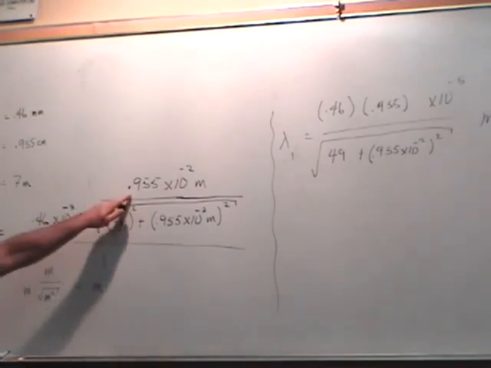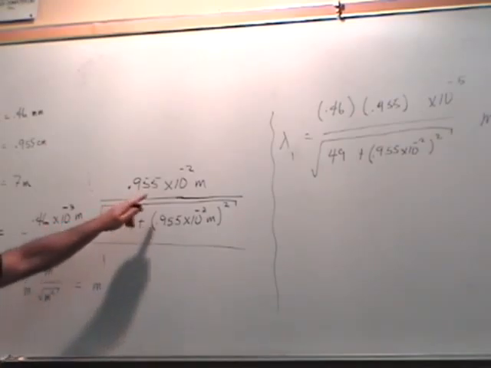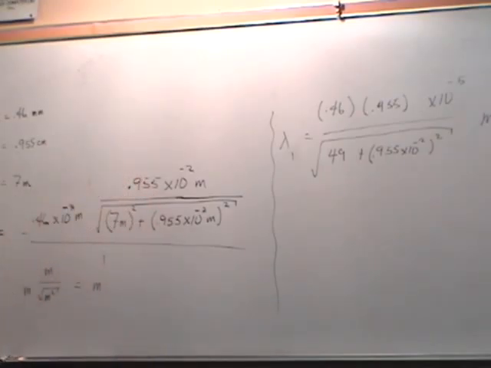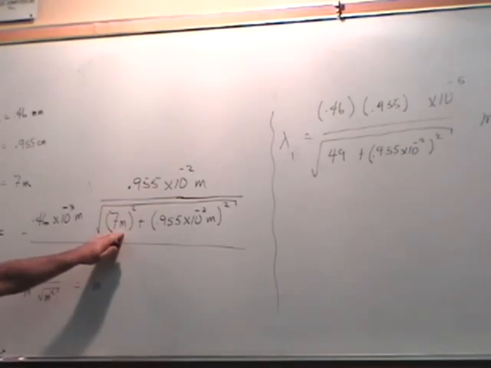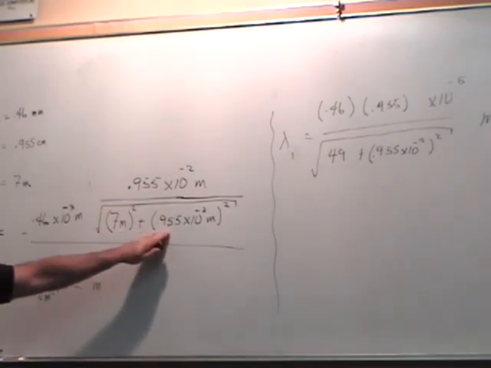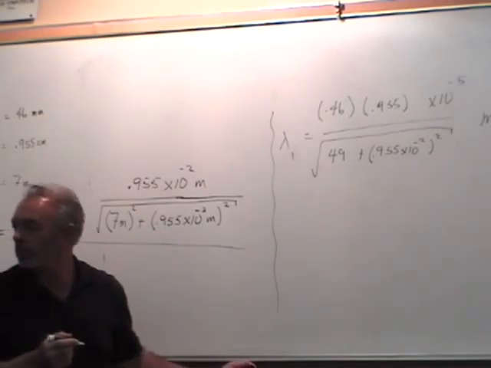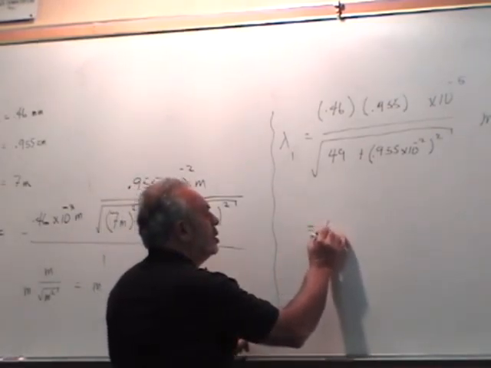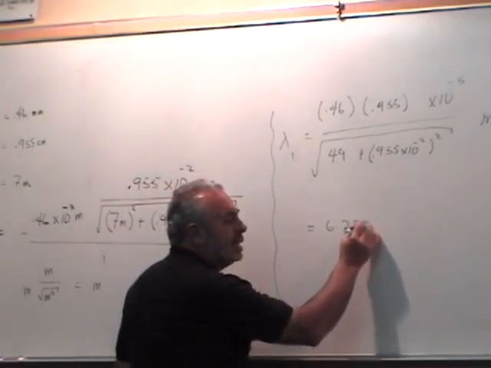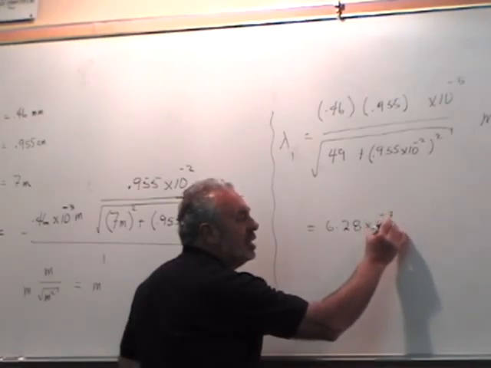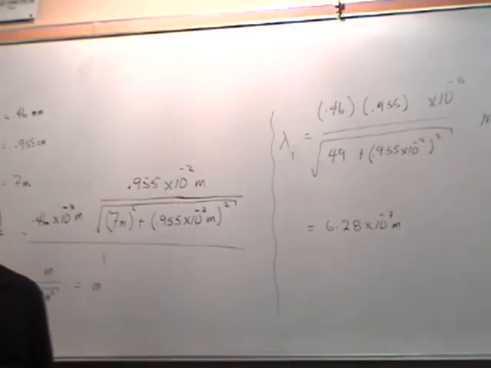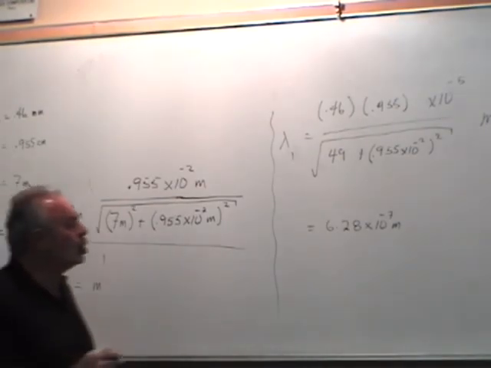0.46, 10 to the minus 3, 10 to the minus 2 is 10 to the minus 5. 49, that one I can do. This I cannot square in my head. 6.28. 6.28, 10 to the minus 7, I think you said. That's right. Anybody else get that? 2, 3, 4, okay. Looks pretty good.